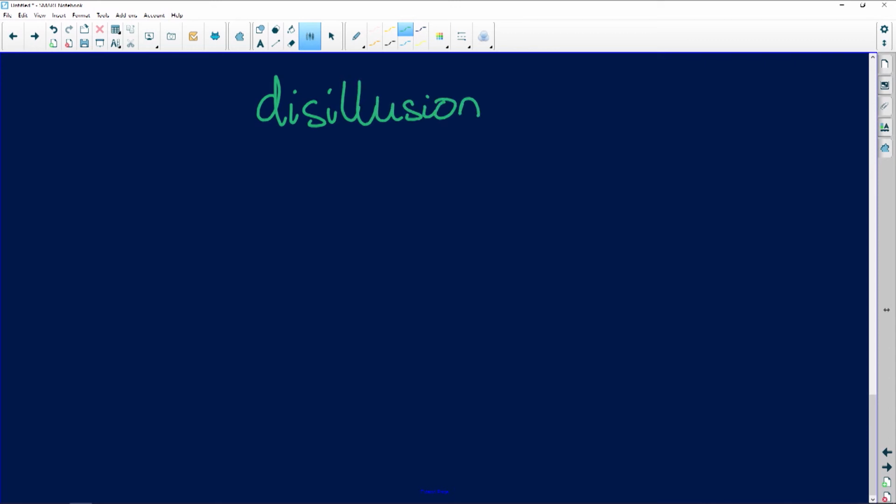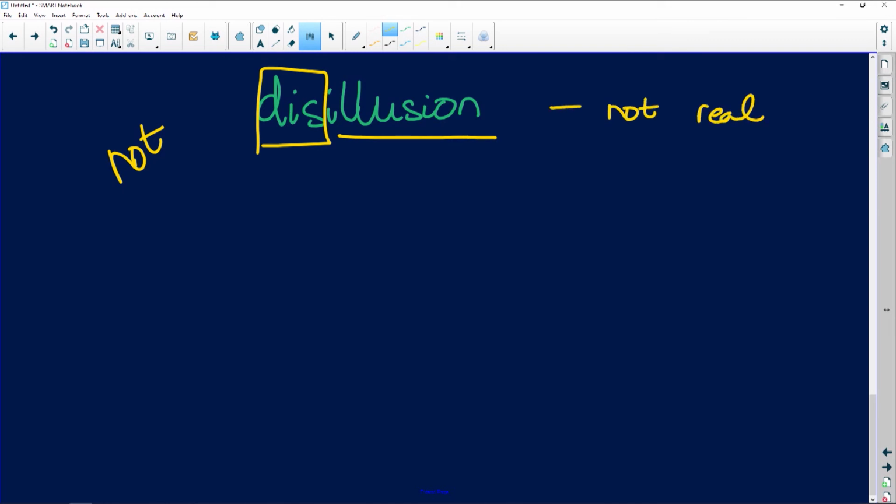Okay, so let's do word attack skills. I haven't done word attack skills for ages. I love word attack skills. So this is our prefix, and dis means not. What is an illusion? It's something that is not real. It's like a dream. It's something you believe, but it's not true.